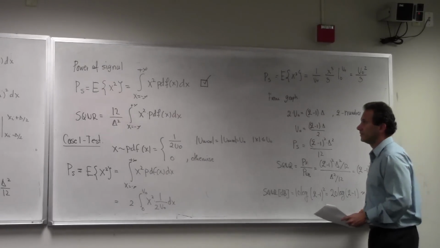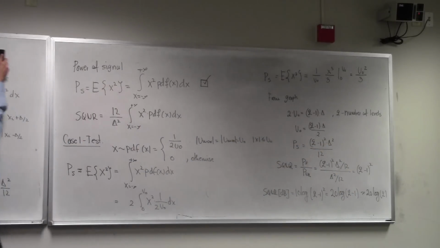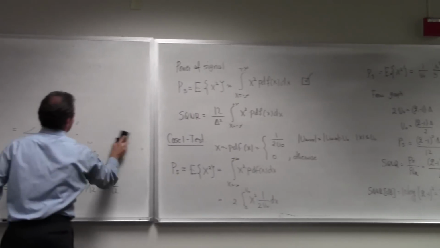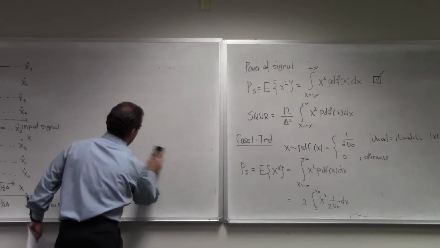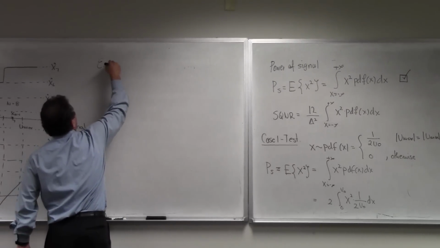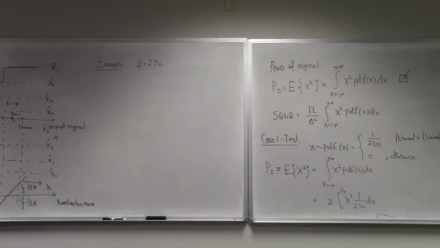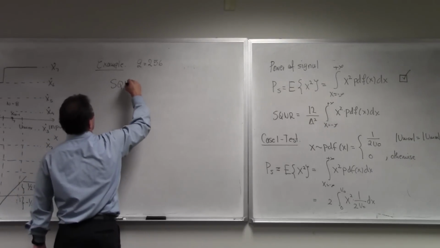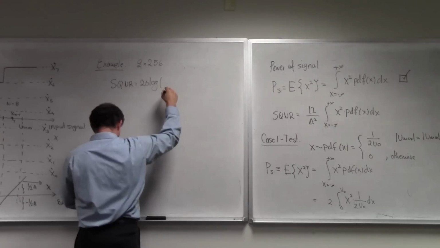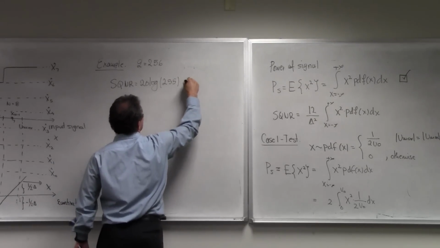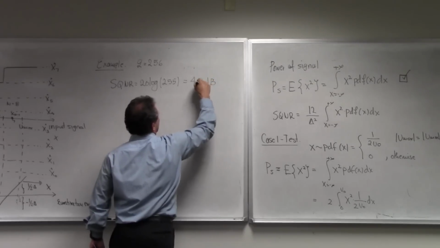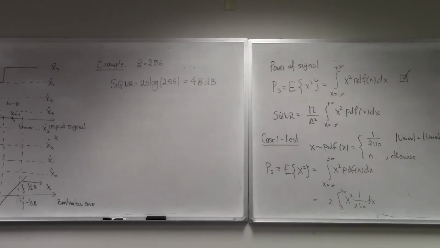Now let's look at an example here. Let us assume that Q is equal to 256, a very common number. This is an 8-bit quantizer. You have 256 different levels. So what is the signal to quantization noise ratio? It's going to be 20 log of essentially 255, which gives you 48 dB. So for a uniform signal, an 8-bit or 256 level quantizer gives you a signal to quantization noise ratio of 48 dB, which is quite large, right?